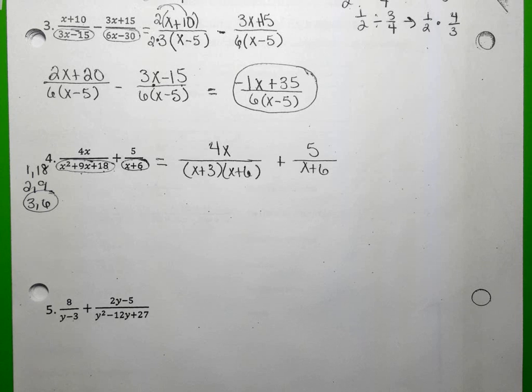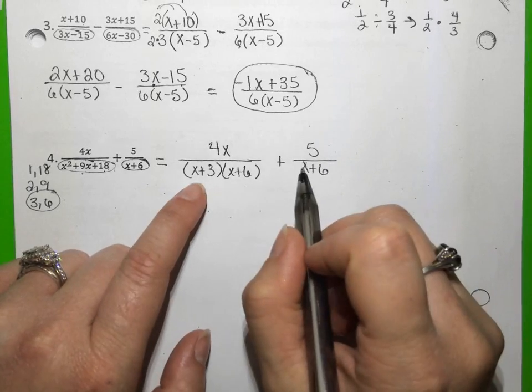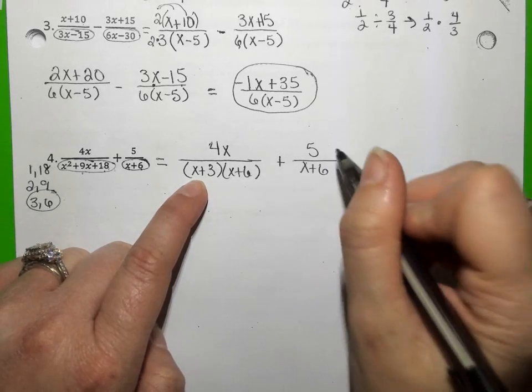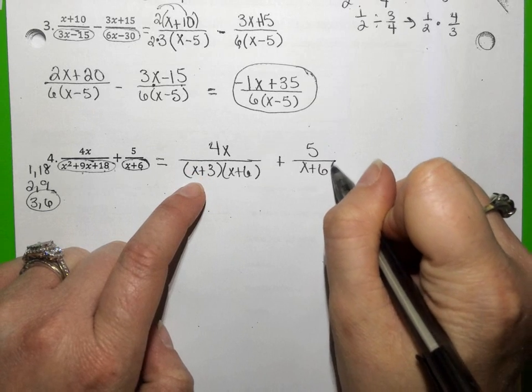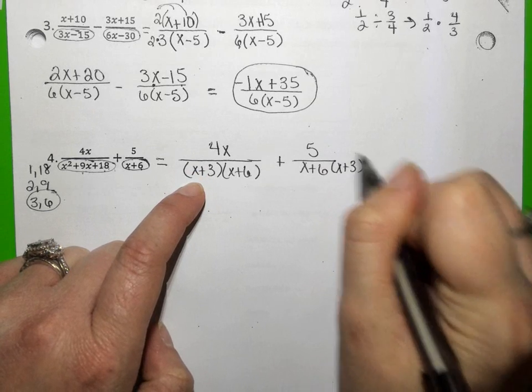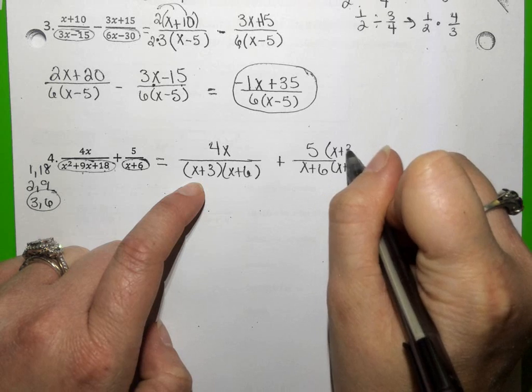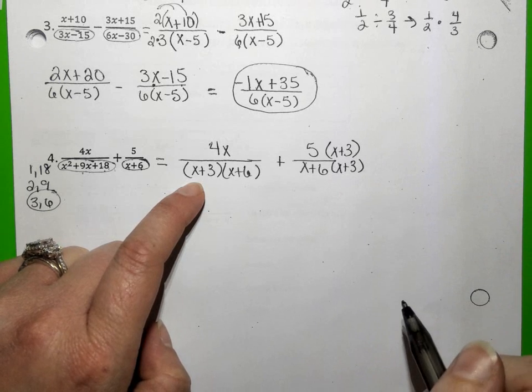All right, so what do they both have? X plus 6. They both have an x plus 6. So what is one of them missing? The x plus 3. All right, so this one's got the x plus 3. So if I do it to the bottom, I've got to do it to the top. And then they cross out.